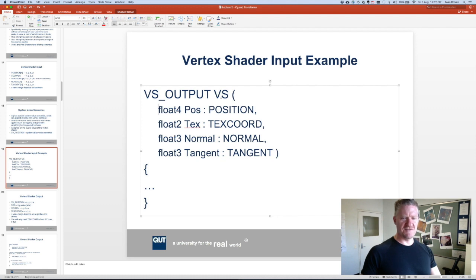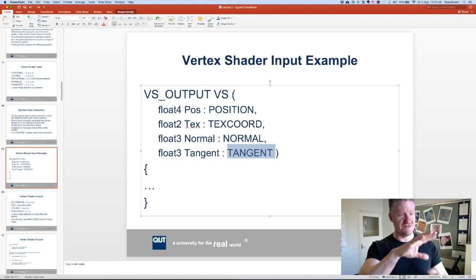So the function VS, the vertex shader, has these variables coming in. They're varying, they don't have uniform in front of them, and they've got the semantics attached. So that's the position, texture coordinate, the normal, and the tangent. Later on in another lecture, I show how this maps over.